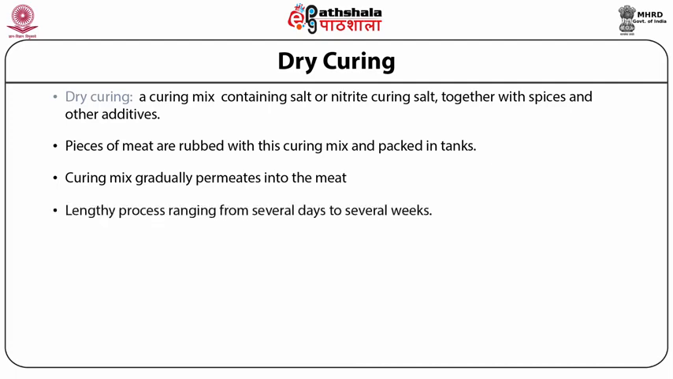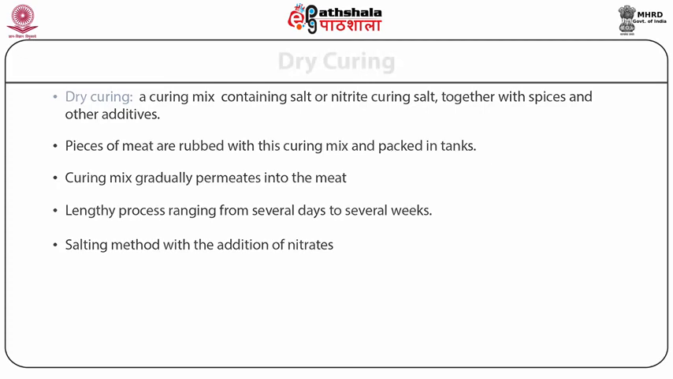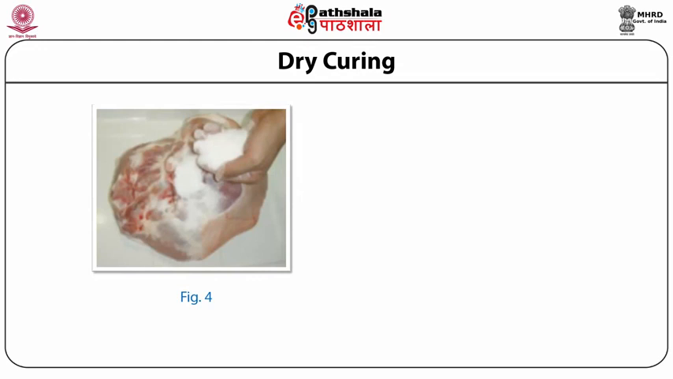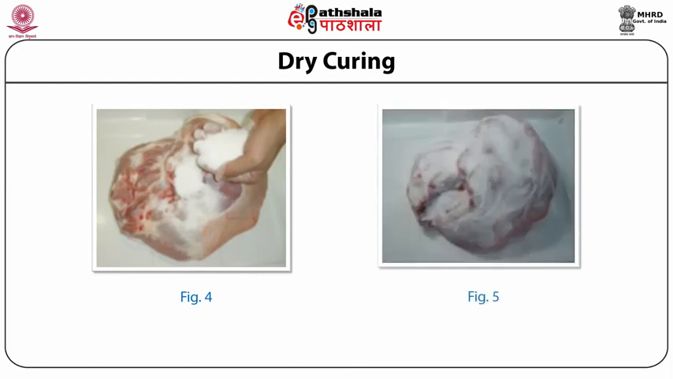Although this cure method requires 1 to 2 months or longer for large pork cuts such as hams and involves a large amount of shrinkage, it is considered a popular method for curing hams in Virginia. In figure 4, there is the application of dry curing mix, curing salt, curing accelerators, and spices on fresh ham, pork leg. In figure 5, the ham is uniformly covered by curing mix.